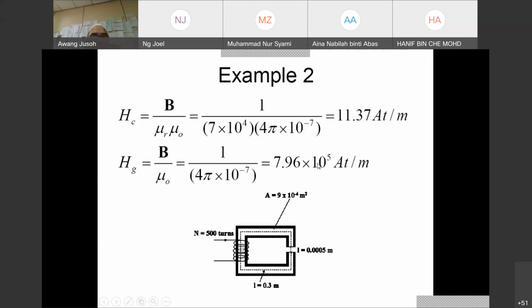So you can see that the strength is very, very high in the air gap compared to the core itself. So we can say that in terms of magnetic energy stored, most of the energy is stored in the air gap. It is proven here. You can see this value, the strength. The strength means the intensity. This example gives us some idea what happened in the magnetic circuit: how much energy stored, how much the intensity, and so on. Right.